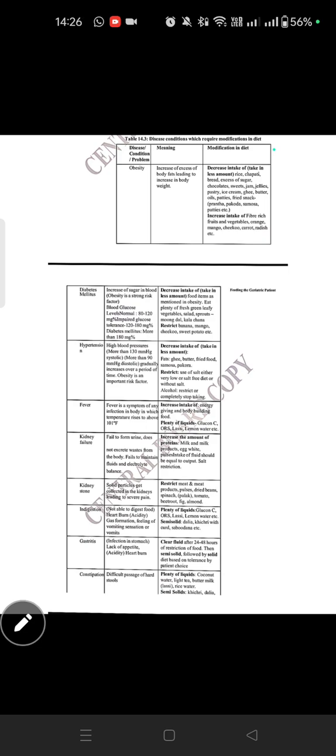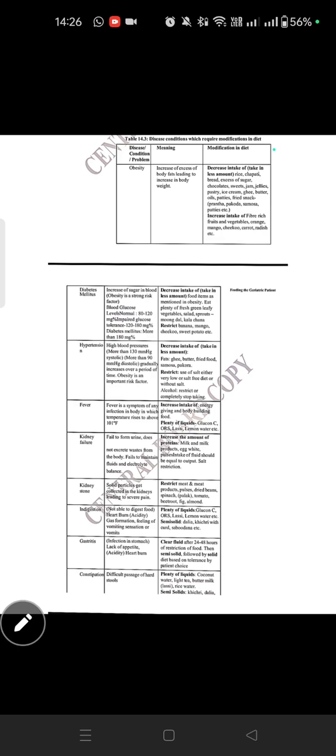Then fever is an infection in the body, so we can give increased intake of liquids and all. Then kidney failure: the kidney may fail to pass urine, and they can't maintain the urine, so we give salt restriction and limited liquids. Then kidney stone means salt particles collect in the kidney, so we can restrict meat and meat products, pulses, beans, spinach, tomato, beetroot.